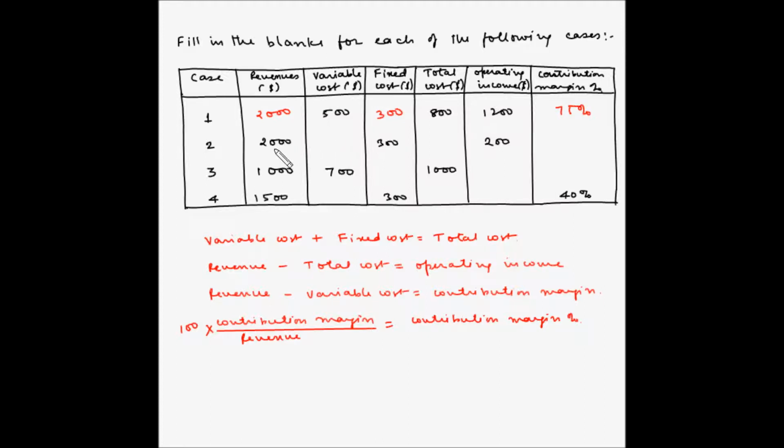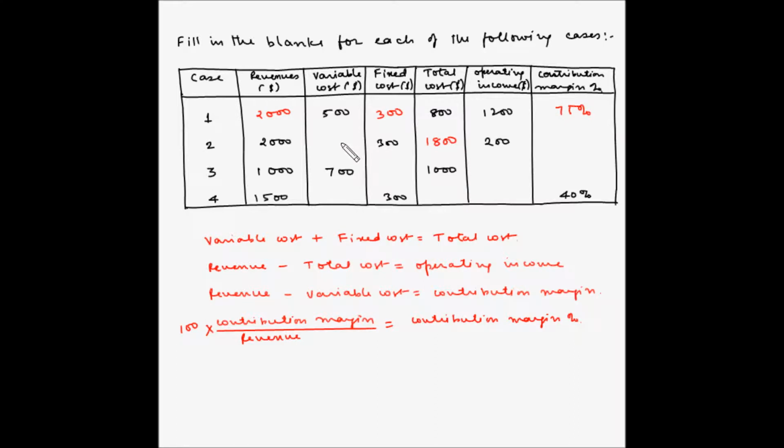Now let's take a look at the second case. So we have the revenue here, $2,000. We don't have the variable cost. We have the fixed cost. We don't have the total cost. We have the operating income, and we don't have the contribution margin. Now we have the revenue and the operating income, and revenue minus total cost is operating income. Total cost we don't have, so let's take this as x. So 2000 minus x is 200. So x will be equal to 2000 minus 200, which is 1800.